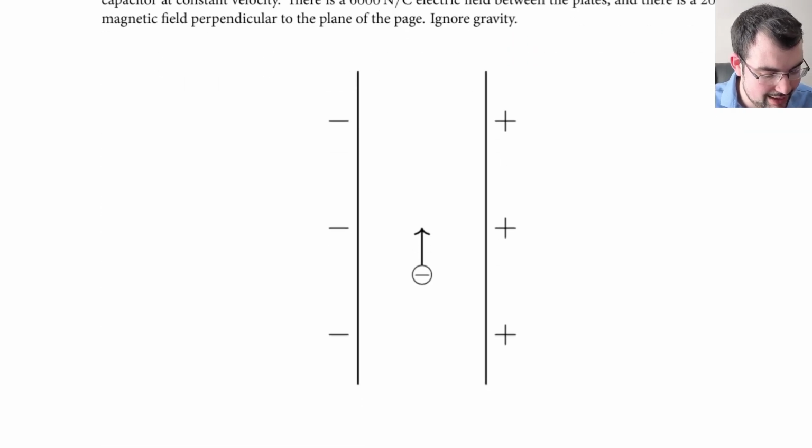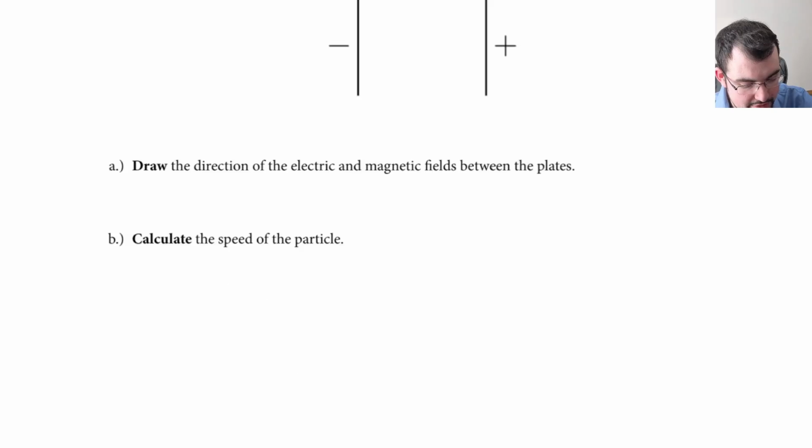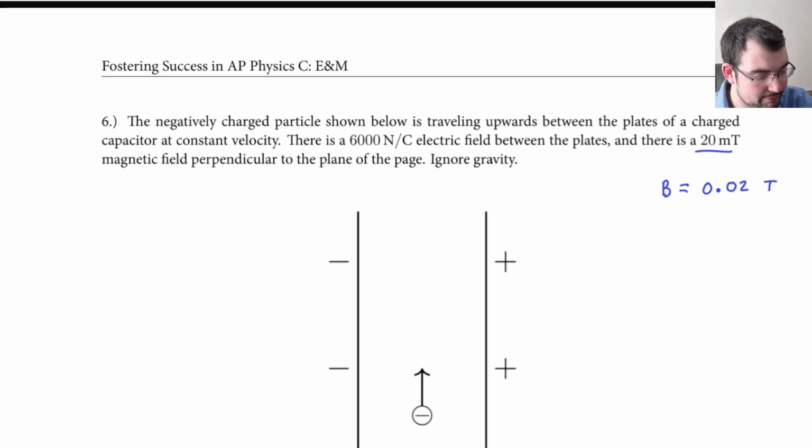All right, last we're going to do the classic velocity selector question. So we have a negatively charged particle, travels upwards between the plates of a charged capacitor at constant velocity. You love to see it. There is a 6,000 Newton per Coulomb electric field between the plates, and there's a 20 millitesla. So B is equal to 20 millitesla. So that's this. All right. Draw the direction of the fields and calculate the speed of the particle.